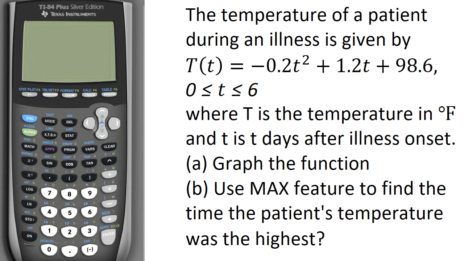In this problem, I'm given an equation showing the temperature of a patient during an illness. Capital T shows the temperature of the patient in degrees Fahrenheit, and lowercase t is the number of days after the onset of the illness. I'm asked to graph the function and then use the max feature to find the time the patient's temperature was the highest. Coming right up.